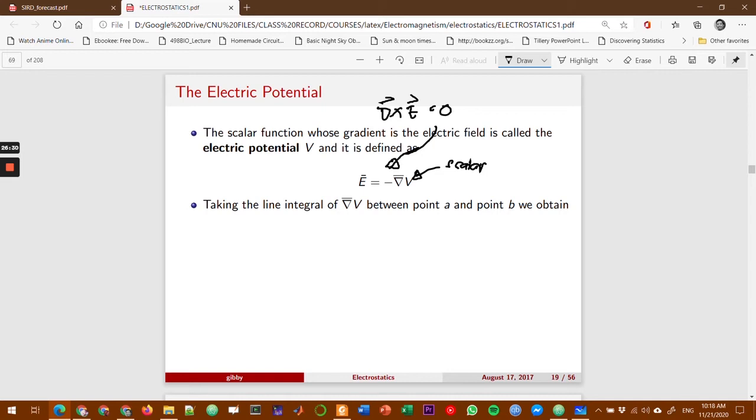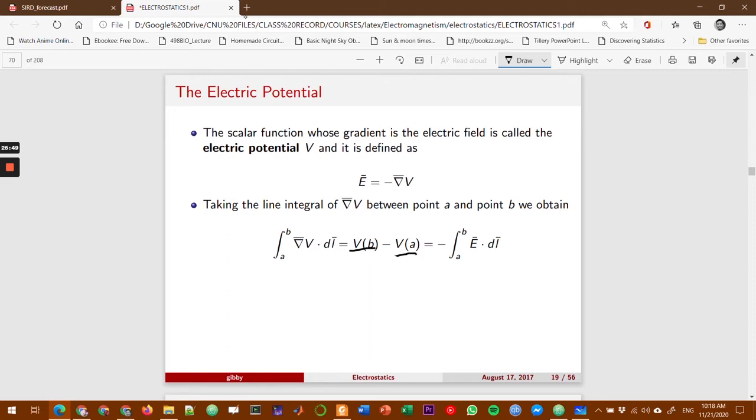Okay. So let's take the line integral of the gradient of V between point A and point B. So we obtain this. We have this identity here. The integral from A to B, the line integral of del V dot dl, is just VB minus VA. That is equal to this one, the negative, right? Negative of this integral of E dot dl.